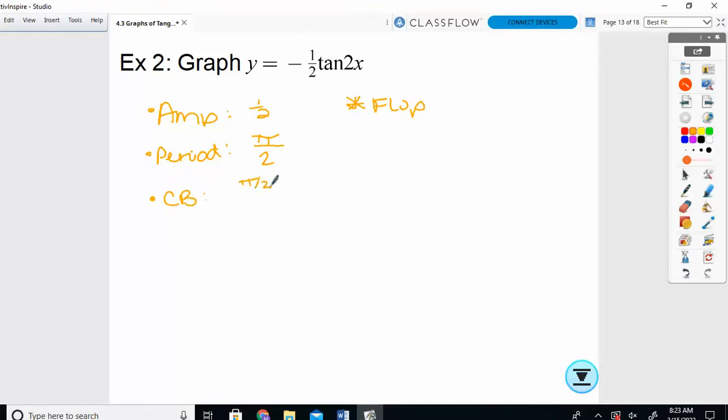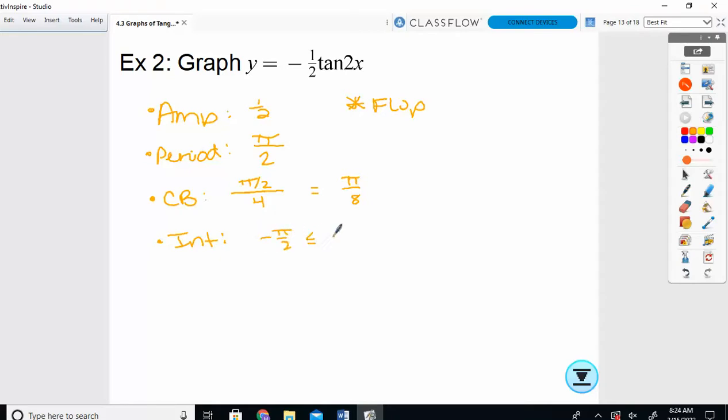Count by, do your period divided by 4 for the 4 quadrants. Pi over 8. I recommend doing an interval every time on these problems. I think it'll just make your life easier.